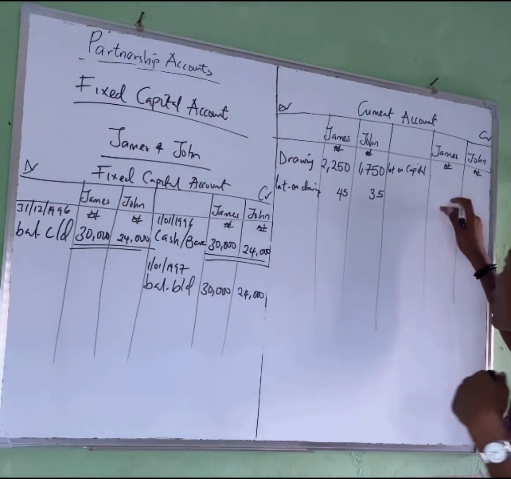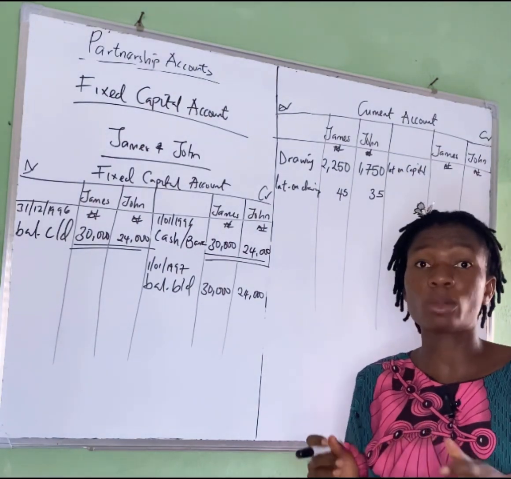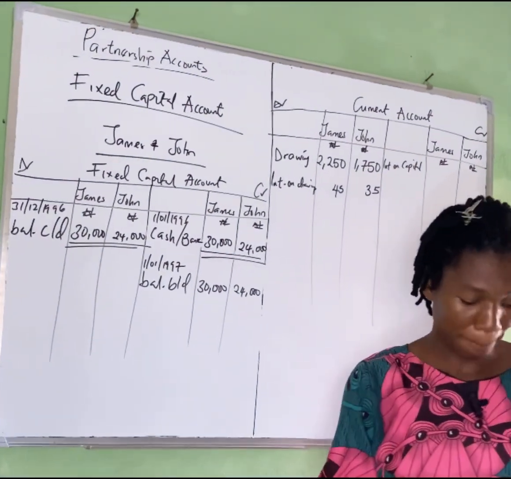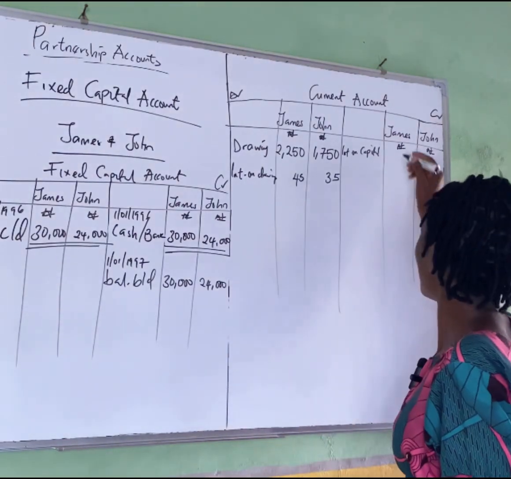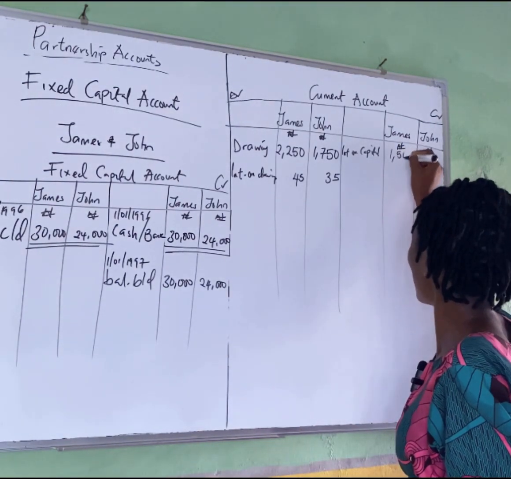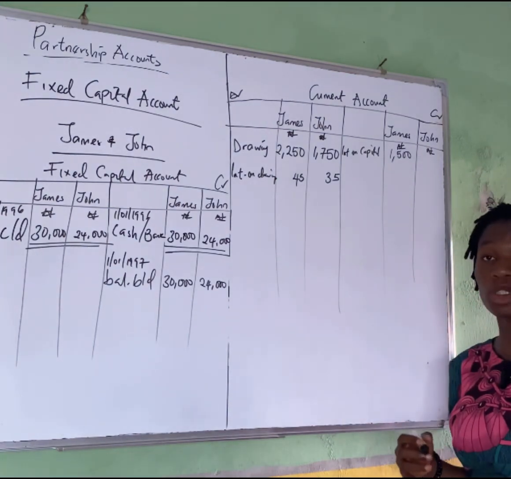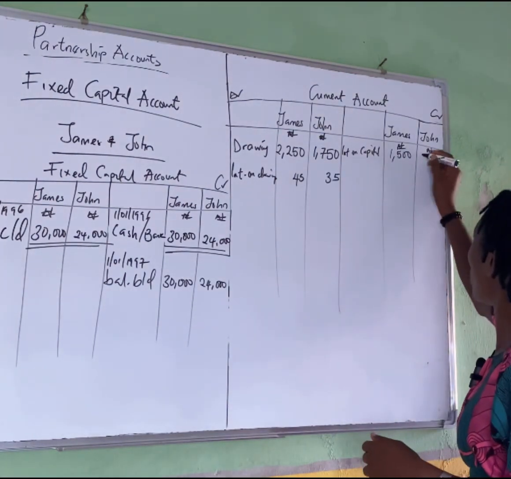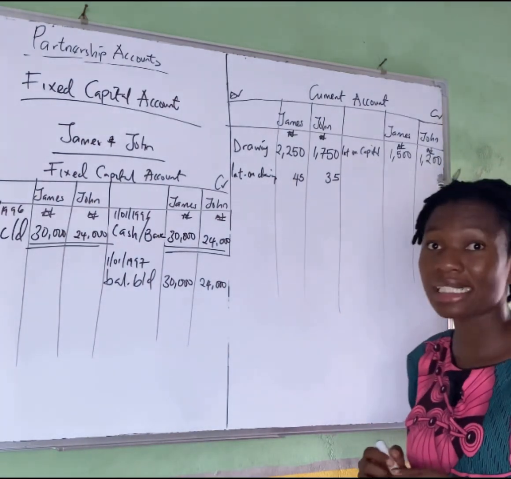Okay, so the interest on capital, we will be checking directly from our appropriation account. The interest on capital for James is 1,500. And for John, as calculated in our proportional account, we are having 1,200.